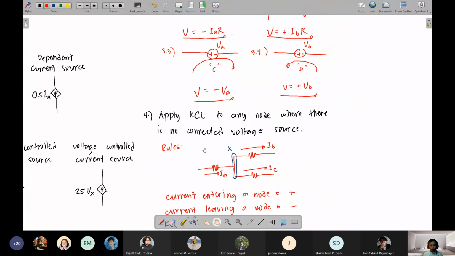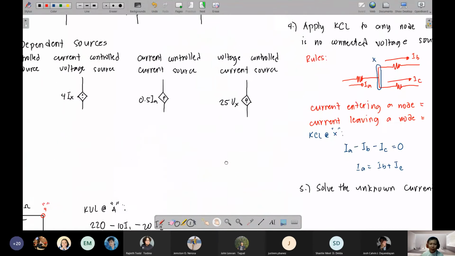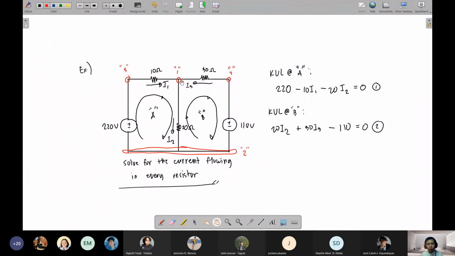So, for step number 4, we're going to apply KCL to any node where there is no connected voltage source. Node 1, okay, there is no connected voltage source. They are all resistors. Node 2, no, not good because there are 2 voltage sources connected. The same with node 3 and node 4. Okay? In every node, there is a voltage source. At node 3, 220 volts. At node 4, 110 volts. Okay? Therefore, only one node can have KCL applied.